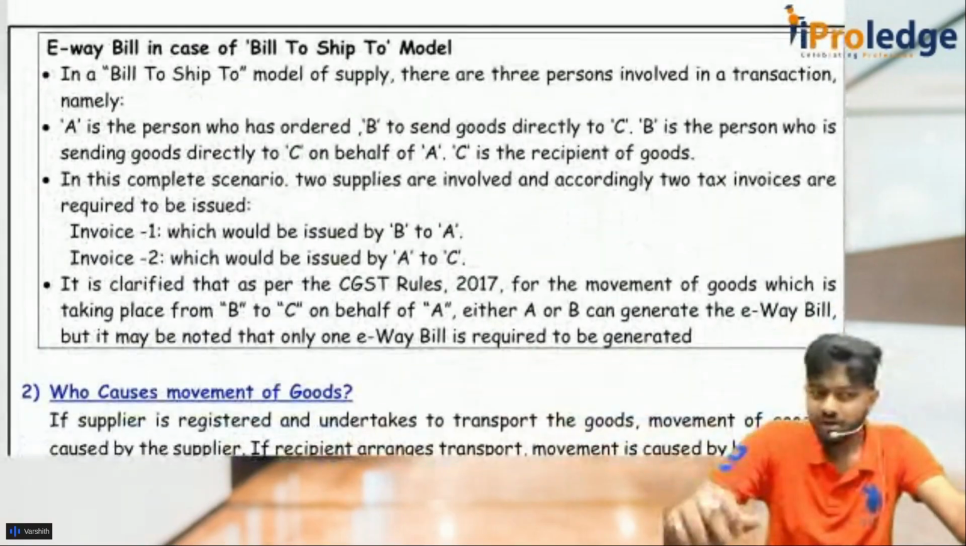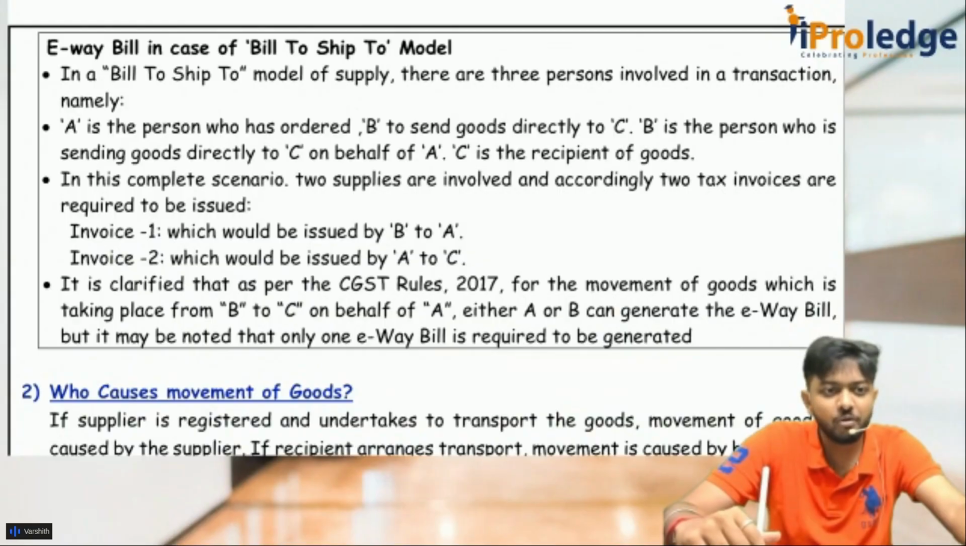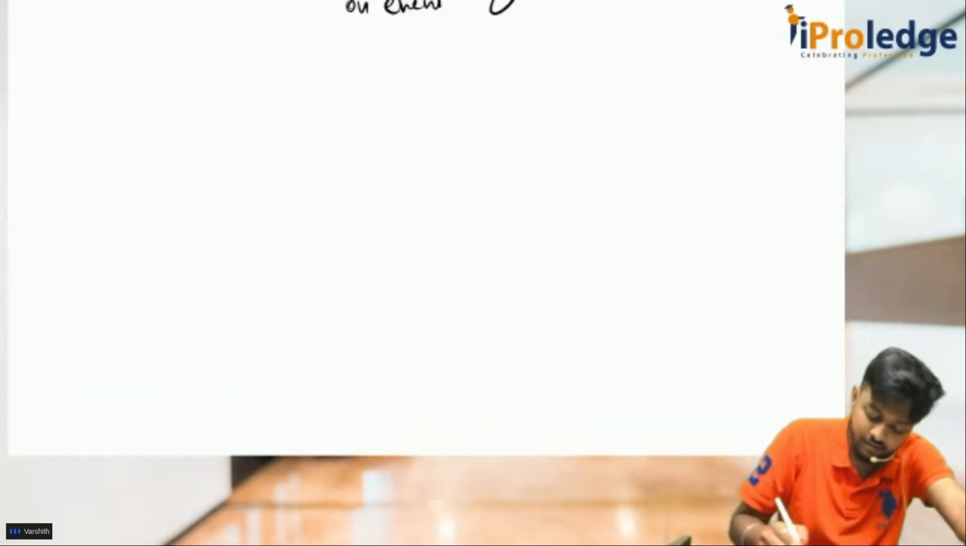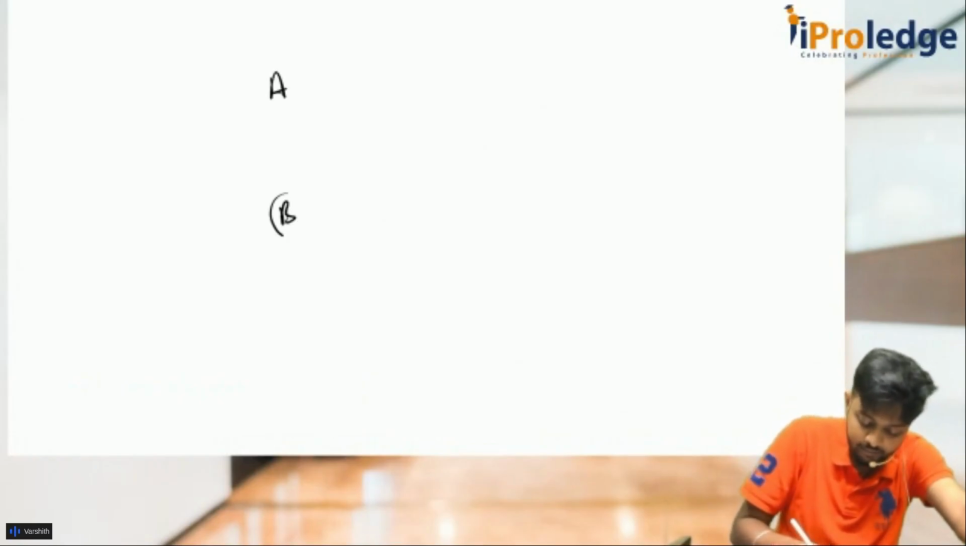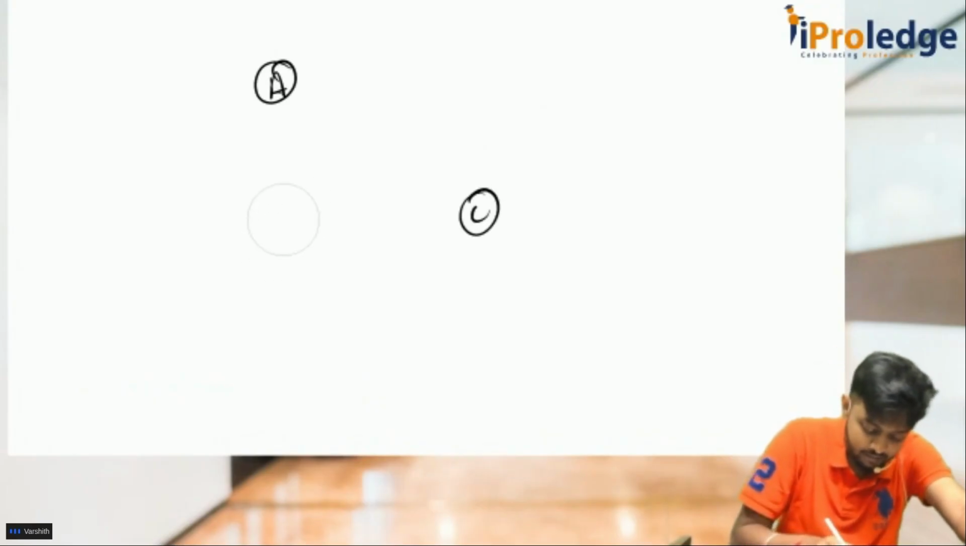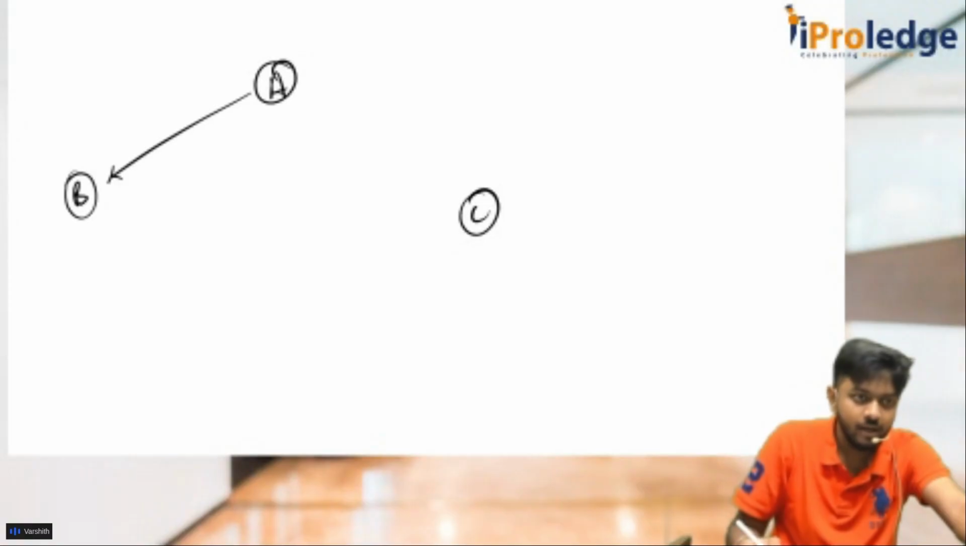Now one small clarification. Okay, you remember the bill to ship to model? E-way bill in case of bill to ship to. What was the bill to ship to model? I know some of them would have gone. A, B, C, three people will be there. Okay, I'll put B here. B is A's customer.